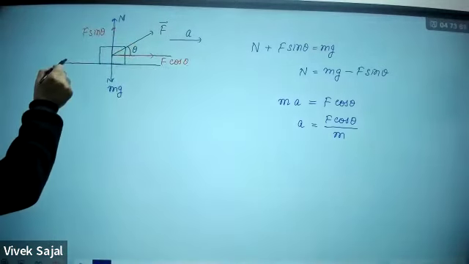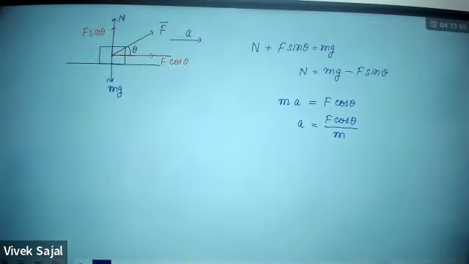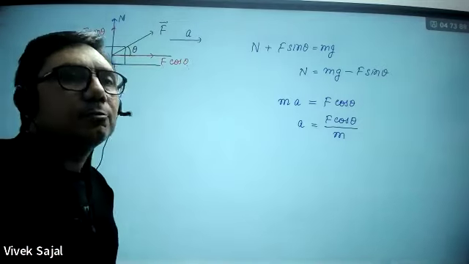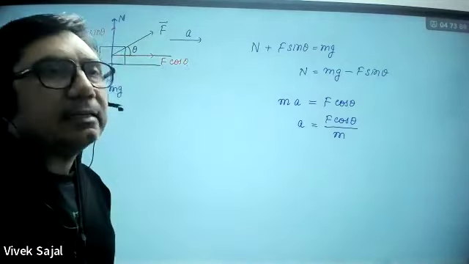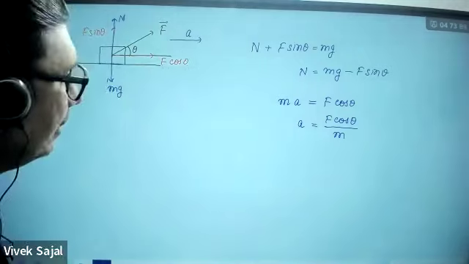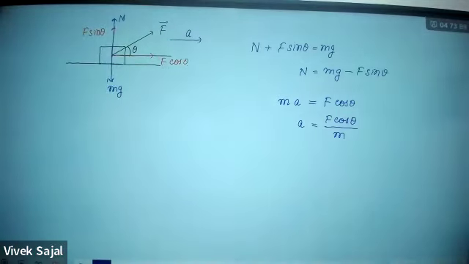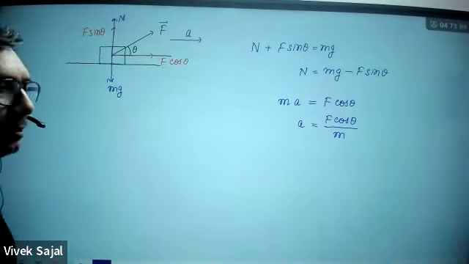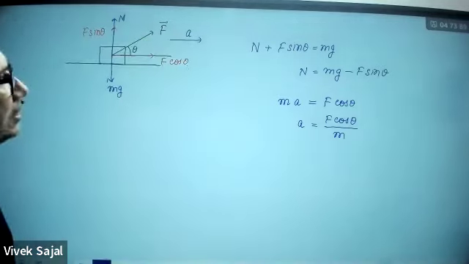Here, I'm assuming this is a smooth surface, okay? We are considering it a smooth surface. We are neglecting friction right now. This is one, okay? This was the first example. Second, please note it down quickly.